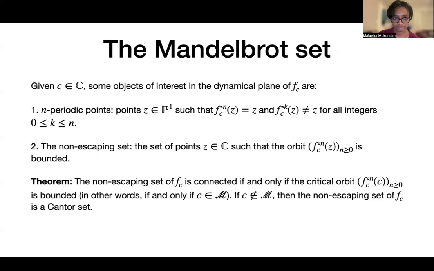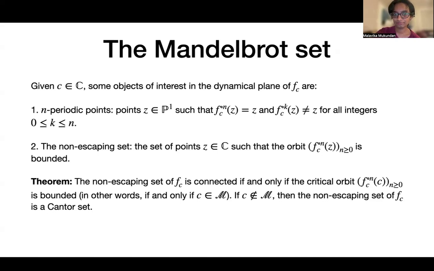So here's a deep theorem. It says that the non-escaping set of f sub c, z squared plus c, is connected if and only if the critical orbit is bounded. In other words, c is inside the Mandelbrot set. So if c is inside the Mandelbrot set, the non-escaping set is connected. And it turns out that there is a nice dichotomy here. If you take a parameter c that's not inside the Mandelbrot set, then the non-escaping set is actually a Cantor set.